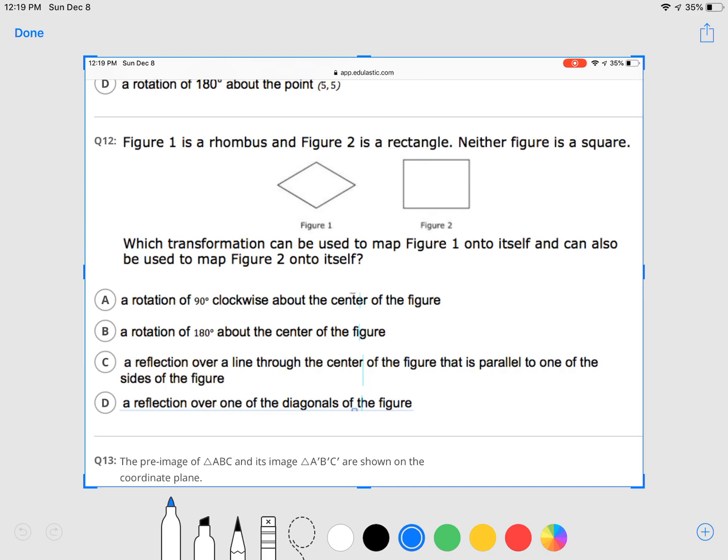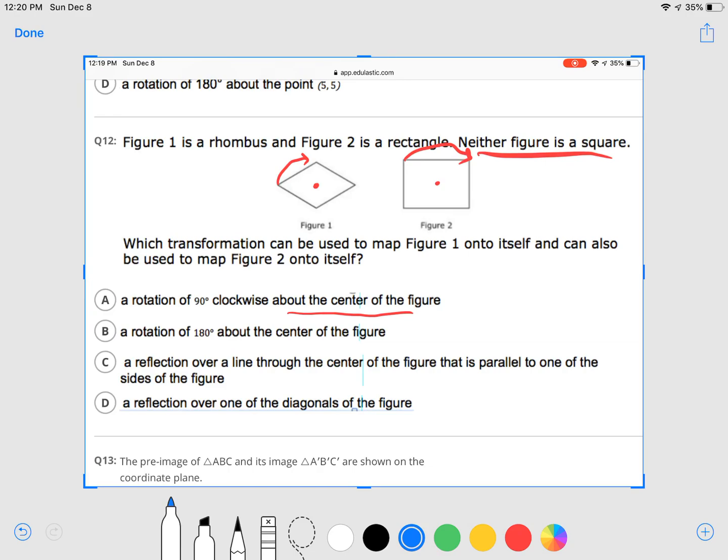Okay, I think the answer is A, so let's look at, I'm sorry, A doesn't work. Okay, cool, so we'll start at A. A says a 90-degree rotation clockwise around the center of the figure. So that means take the center of this figure, rotate it 90 degrees around. Take the center of this figure, rotate it 90 degrees around. That would work. Oh, wait, neither figure is a square. Oh, okay. So that means it won't work for either figure. It doesn't work for this rhombus on the left, or what?